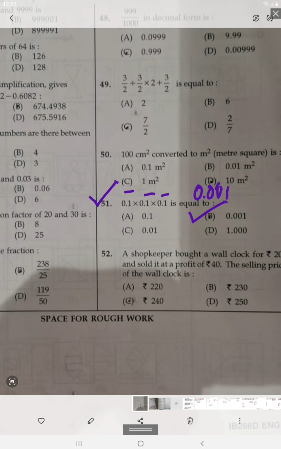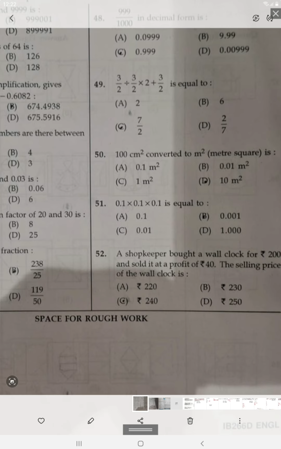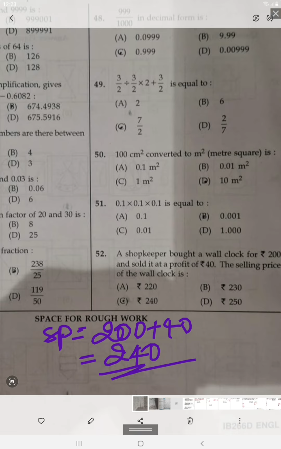Okay, here the question number 52: a shopkeeper bought a wall clock for 200 rupees and sold it for a profit of 40. So then the selling price of the clock: selling price is equal to cost price plus profit, right? So the answer will be 240. Alright, the selling price of the clock will be 240. That is answer C. Alright, so let us move on to the next question, that is 53.